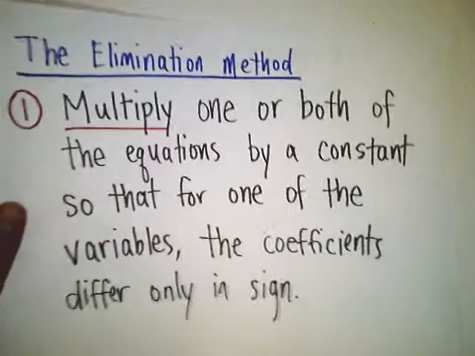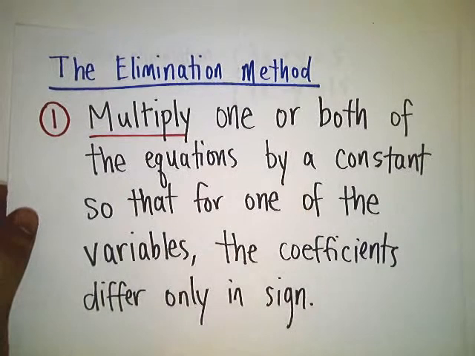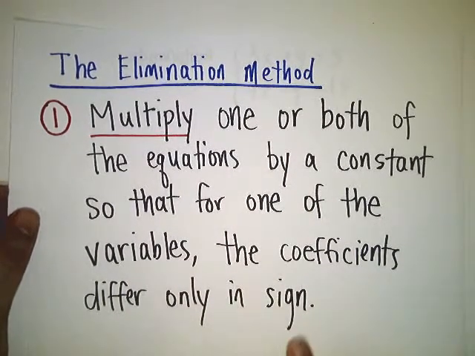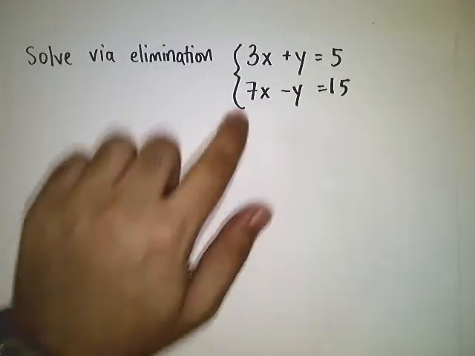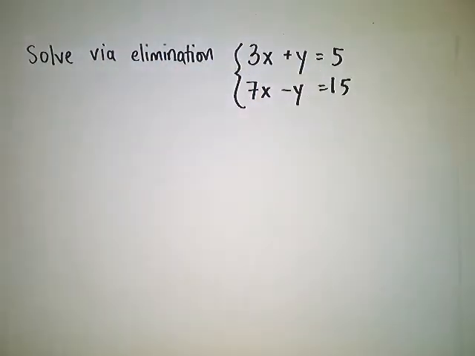So if we take a look at our first step, the first step was to multiply one or both of the equations by a constant so that for one of the variables, the coefficients differed only in sign. We don't even have to do anything to this system because it came to us already like that. One of the variables has a coefficient that differs only in sign. That's positive y and negative y. So in this case, we can go right to the second step. And here's that second step.